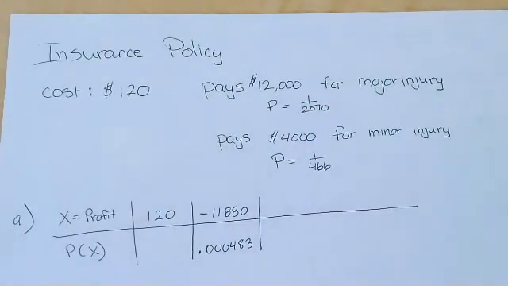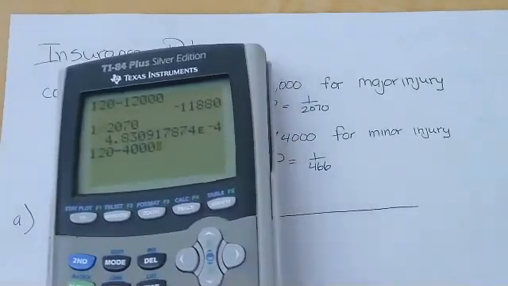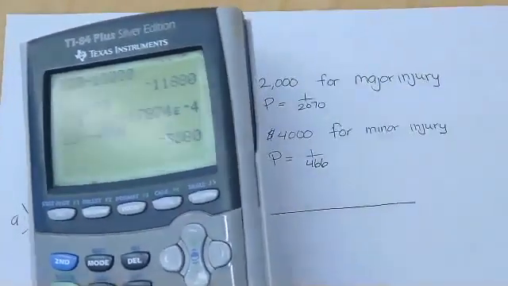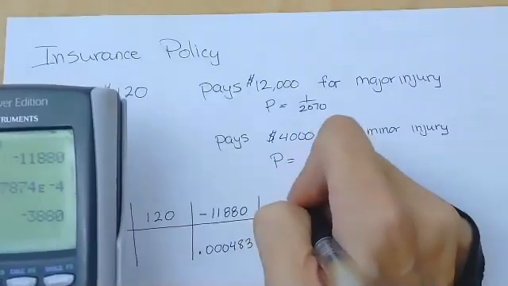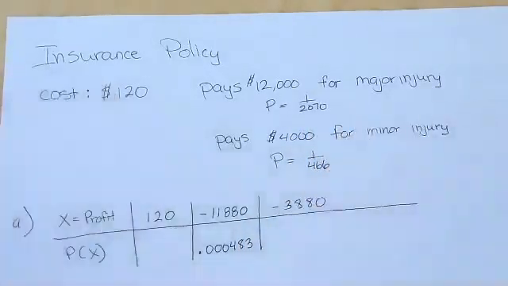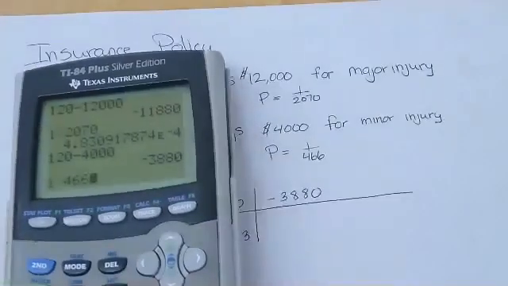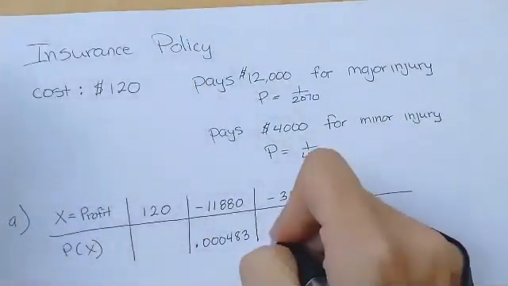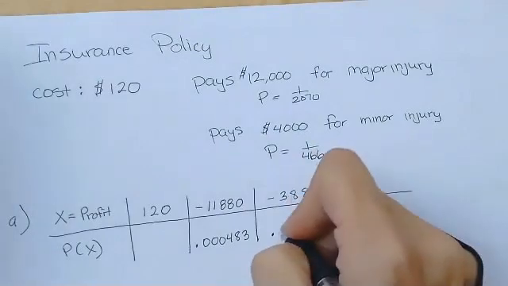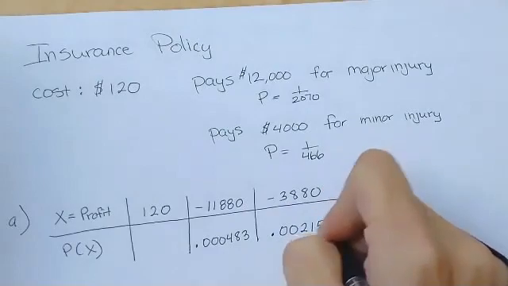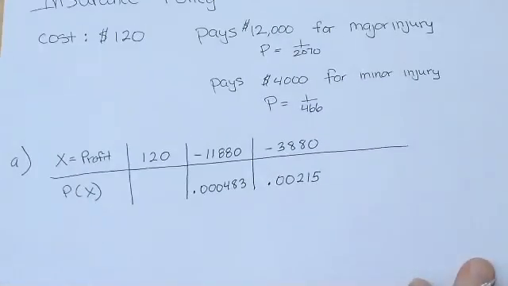Okay, company could pay $4,000. That means they get $120 from the person who buys the policy, but they have to pay that person $4,000 because they had a minor injury. So that's a negative profit of negative $3,880. Chance of that happening is 1 out of 466. And again, if we do this to 6 decimal places like it said, that's what that would be, to 6 decimal places.